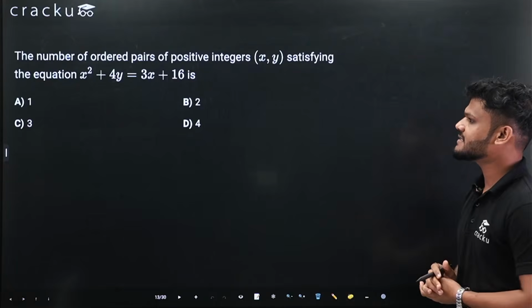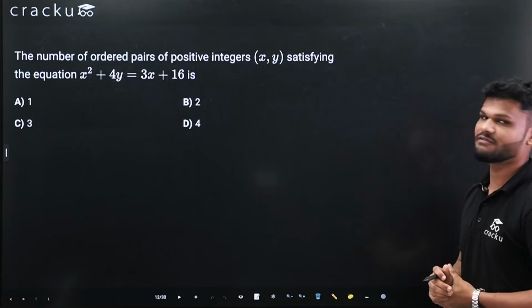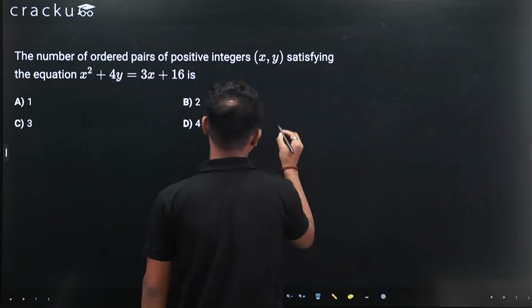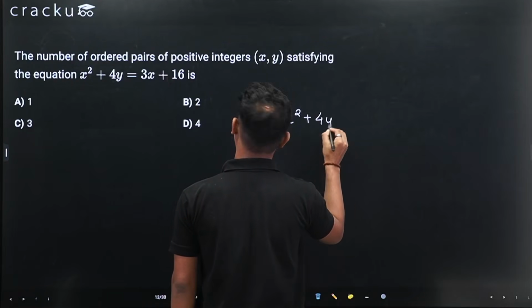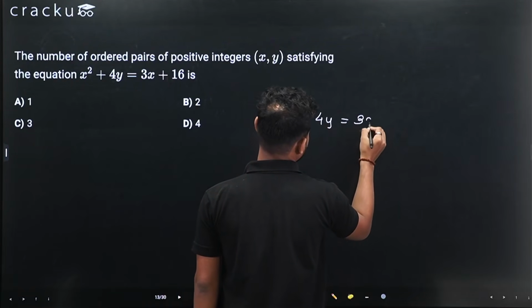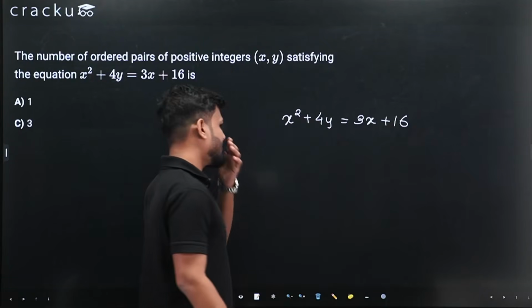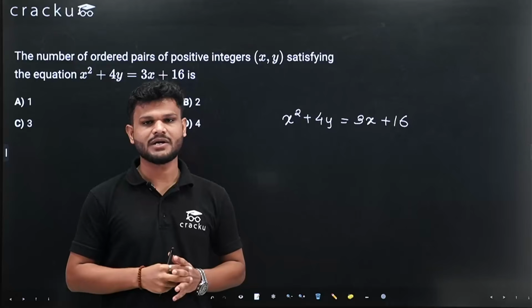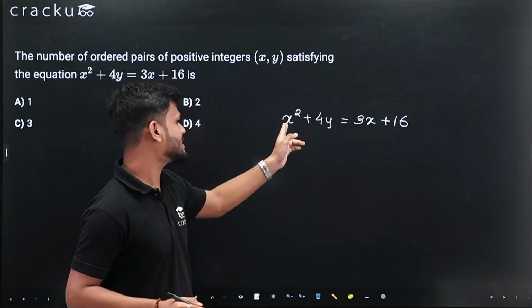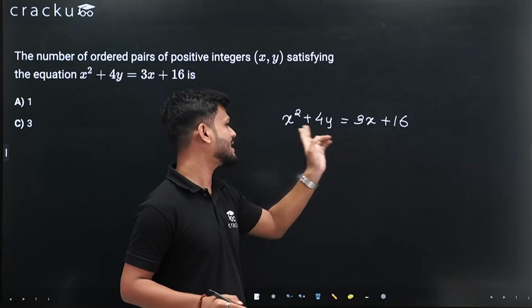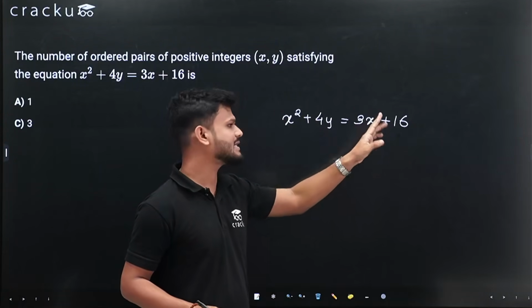In this question we are asked the number of ordered pairs of positive integers x comma y satisfying the given equation. So we are given x square plus 4y is equal to 3x plus 16. Right? Now from here what you can do is that you can just equate the x and y terms. So just equate x square equal to 3x and again x square equal to 16. Similarly 4y equal to 3x and so on.